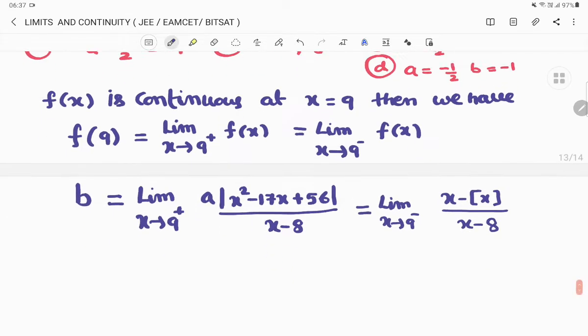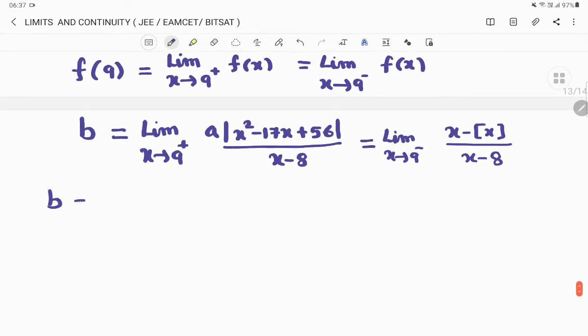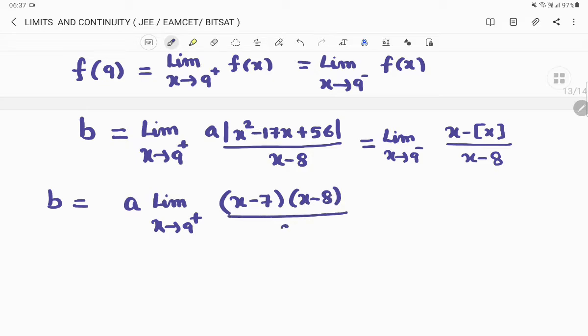Here b is equal to limit x tends to 9 plus, and 9 plus means x is greater than 9. So this modulus will become plus. A into a constant we can take outside, limit x tends to 9 plus. This mod will become plus only, since 9 plus is considered, and factorization of these gives x minus 7 into x minus 8 divided by x minus 8. So x minus 8 gets cancelled.